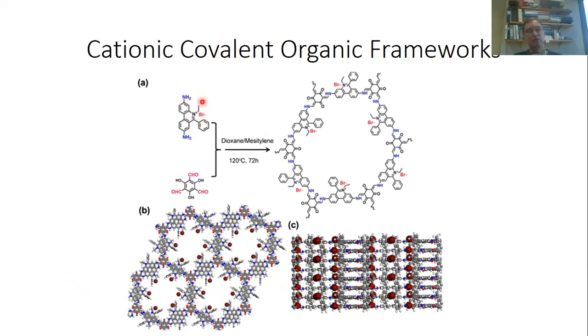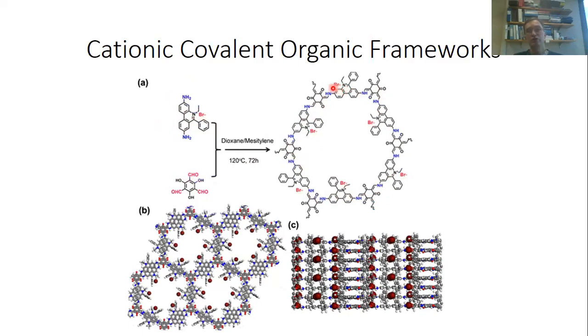So here again, in this reaction, you have a so-called Schiff base reaction. You have these amino groups as reactive groups, but you also have this quaternary nitrogen here, which is charge compensated by this bromide here. But despite the charge, the polycondensation reaction still works. So you can react this cation with this trialdehyde in order to make a 3-2 interconnected framework, which is then cationic.